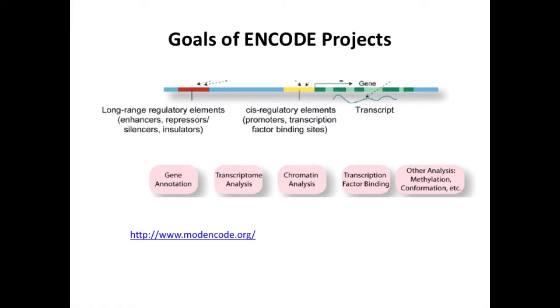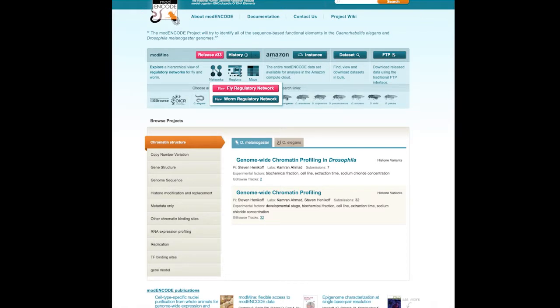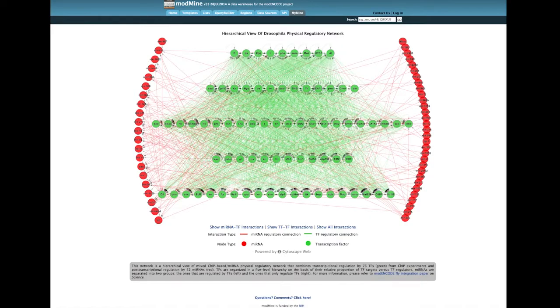Let's look at some of the transcriptional regulation in Drosophila melanogaster, as reported in the FLY ENCODE project. We go to modencode.org and then to View FLY Regulatory Network. This takes us to this diagram. Each of the green circles represents a Drosophila transcription factor. 76 different transcription factors are shown.